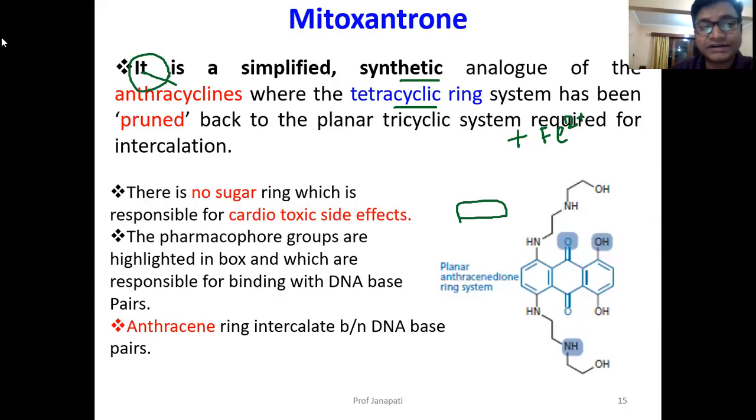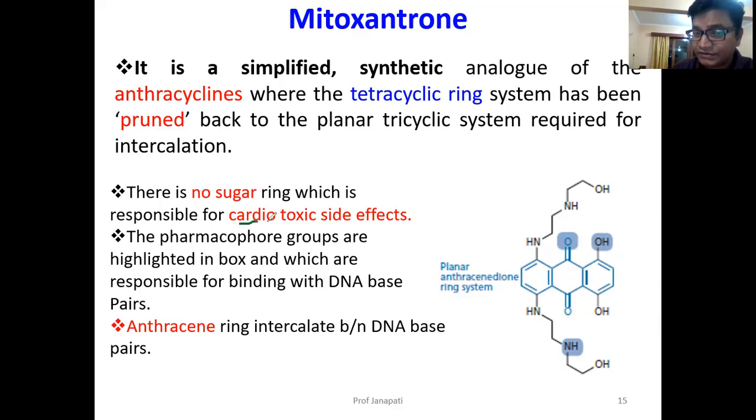Then the last drug, we are almost coming to the end. Mitoxantrone. This is the simplified analog. There is no A ring here. There is no sugar molecule in this molecule. It is only an anthracycline derivative. What is that? BCD rings are present, no sugar molecule.